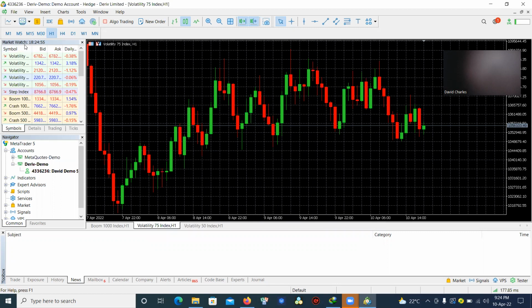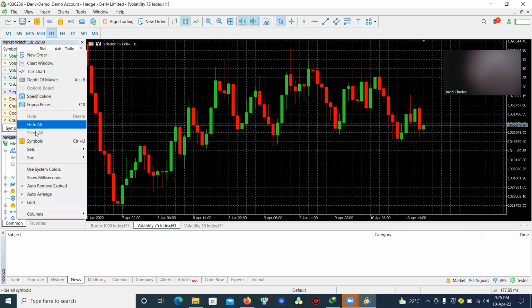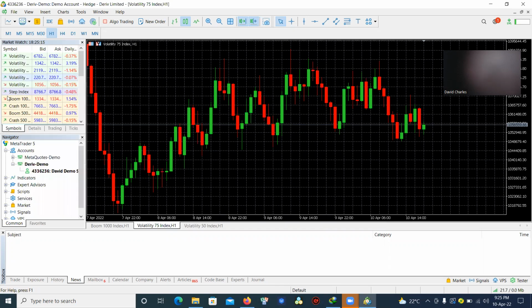Now, when you want to see all the instruments at your disposal, sometimes it comes when it's slashed. So you make sure you come to Symbol, and for those who would not have done it, you click on Show All. That's when this menu expands and you'll be able to go all the way.